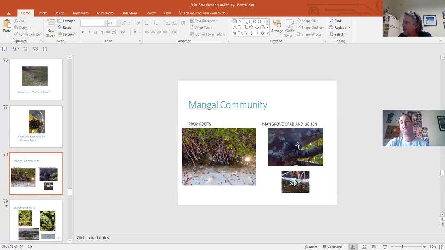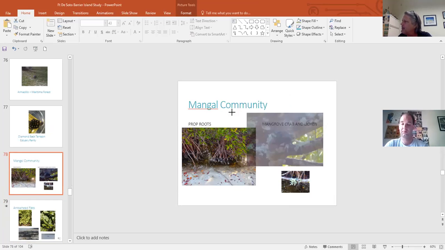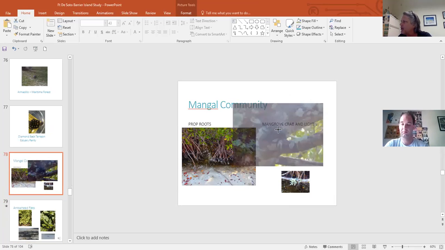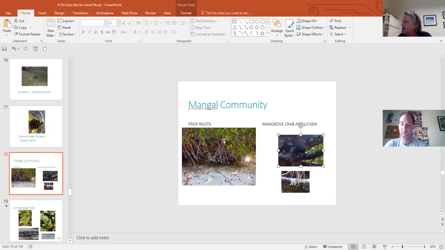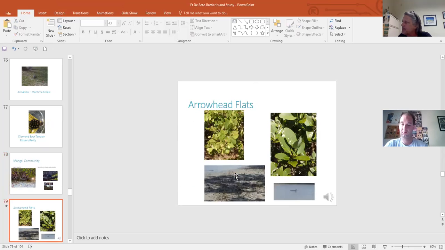Mangroves, then we find the mangroves. There's the crab again. I doubled this picture maybe. Is that the same crab? It might be a different crab. I don't know. Lichens, prop roots. We find them all on the Arrowhead Flats.